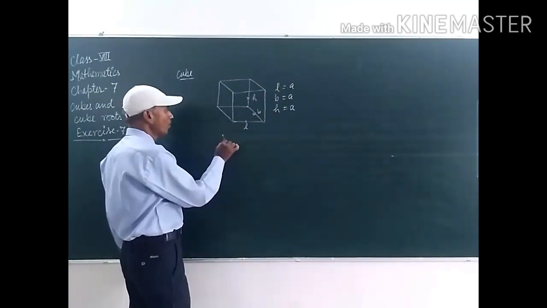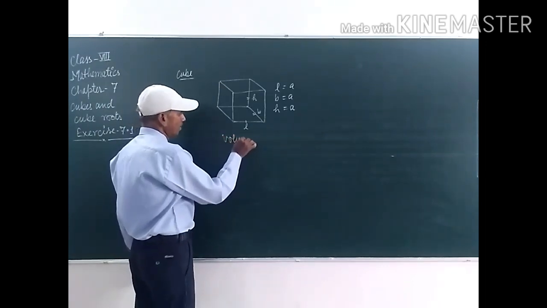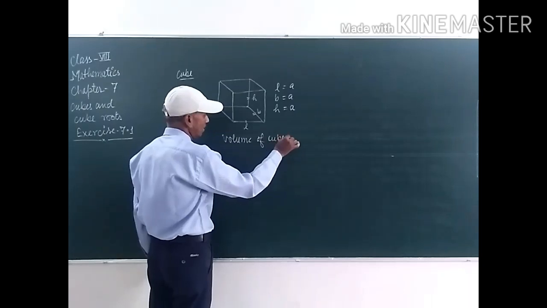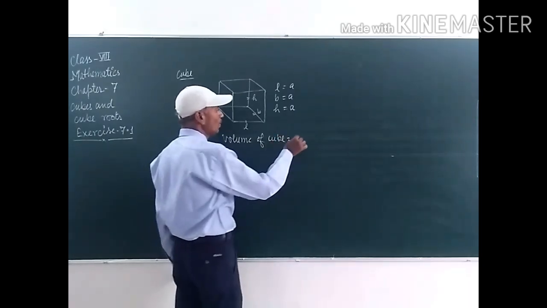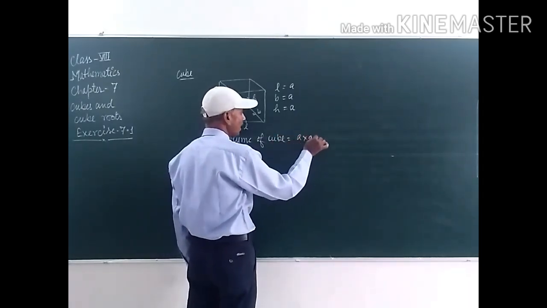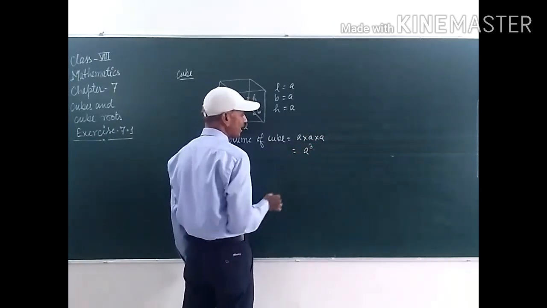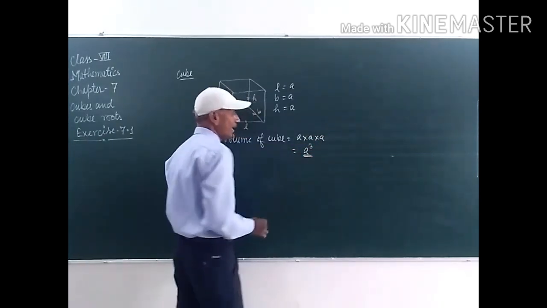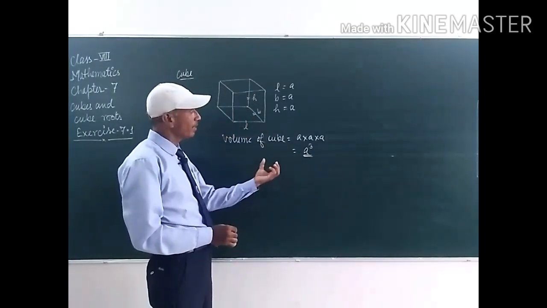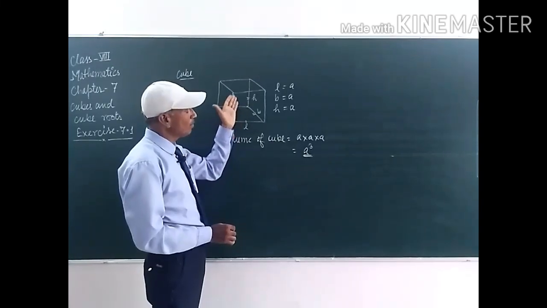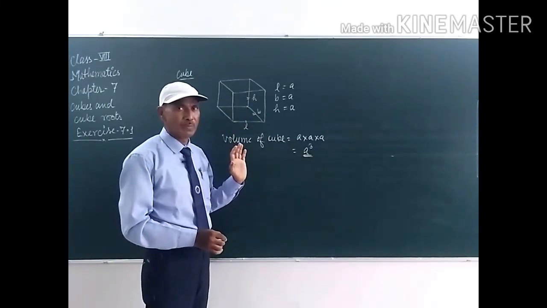Length, width and height of this figure are of equal length, student. So the volume of a cube is equal to A into A into A, that is A raised to the power 3, or we can say A cube. Clear, student? So in geometry we find that the volume of this figure is A cube.